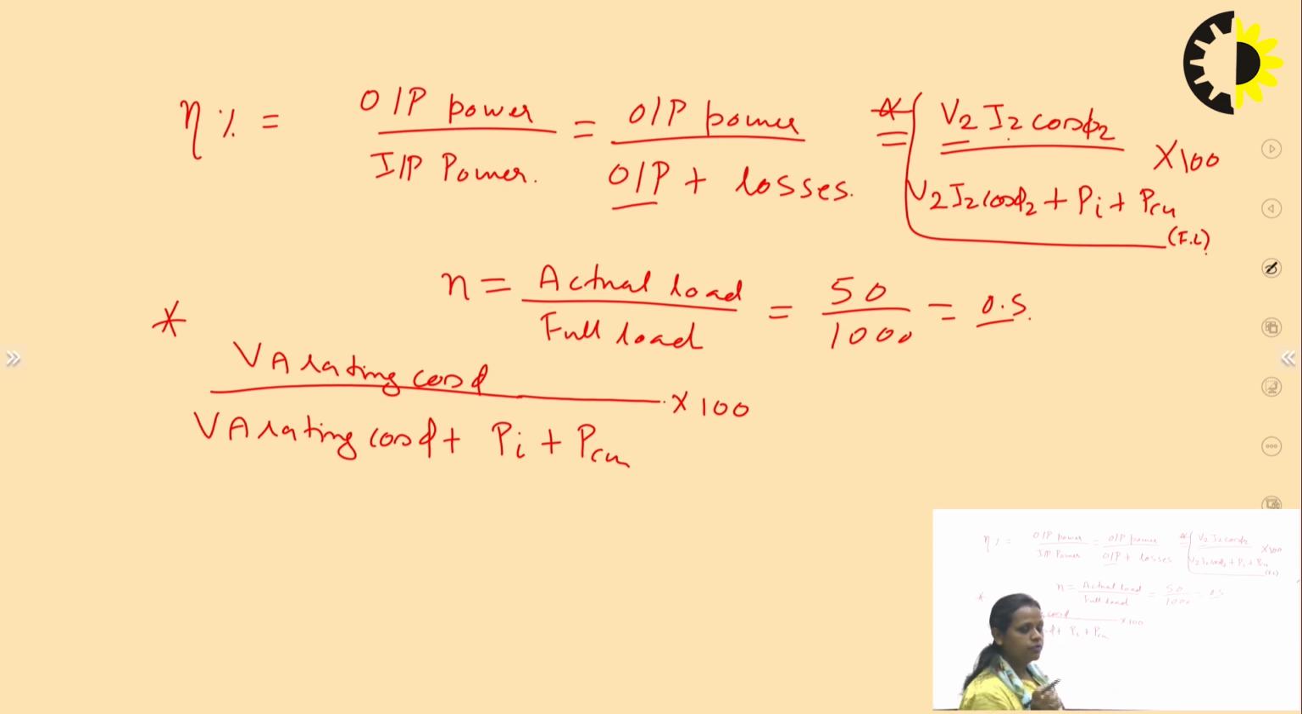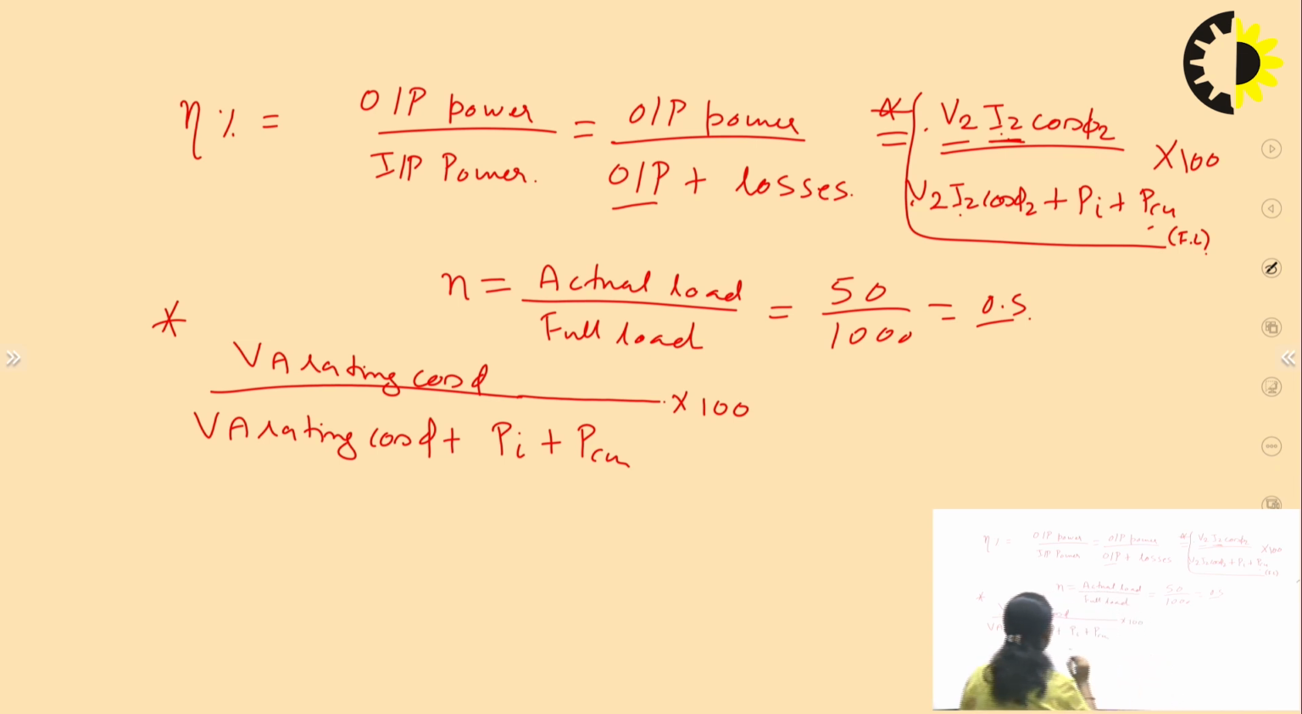Now if you have to find the efficiency of transformer at some particular load, the value of current will change with the fraction of load. So this I2 value will change by the n factor. Wherever this current is there, this value will be multiplied by n. And we know that copper loss also depends upon the current. So copper loss is I square R, right? So copper loss will also change.